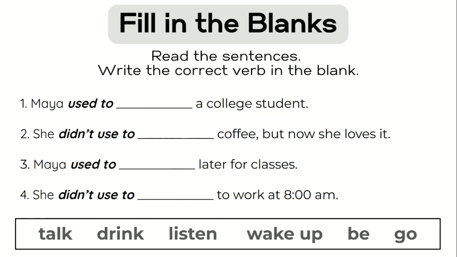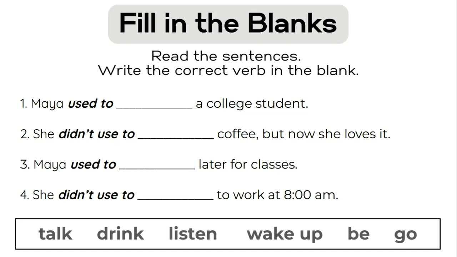All right, so let's do some practice. I'm going to have you read the sentences below and then write the correct verb in the blank. I do have 6 verbs, but only 4 sentences. So 2 of the verbs you will not use. So again, what would you use after used to? Verb 1. After didn't used to, again, verb 1. Go ahead and write down your answers, pause the video, and then when you're ready to see the correct answers, hit play.